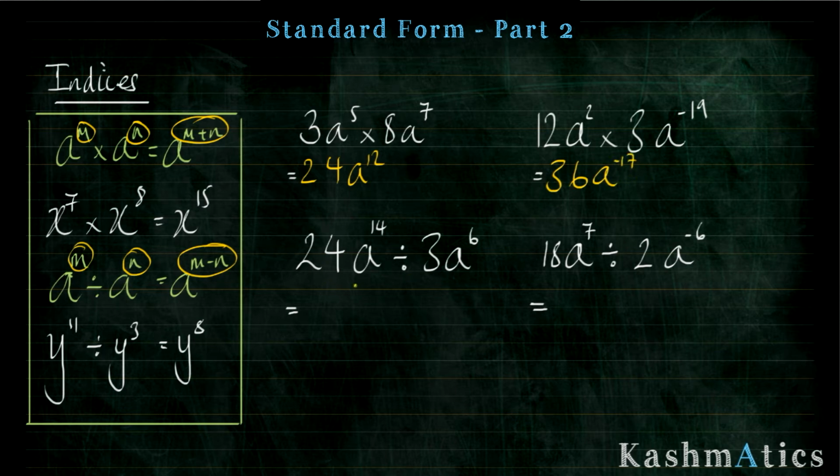And over here we need to divide, so 24 divided by 3 gives me 8. And a to the power 14 divided by a to the power 6, you do 14 take away 6, which is 8, so that's 8a to the power 8.